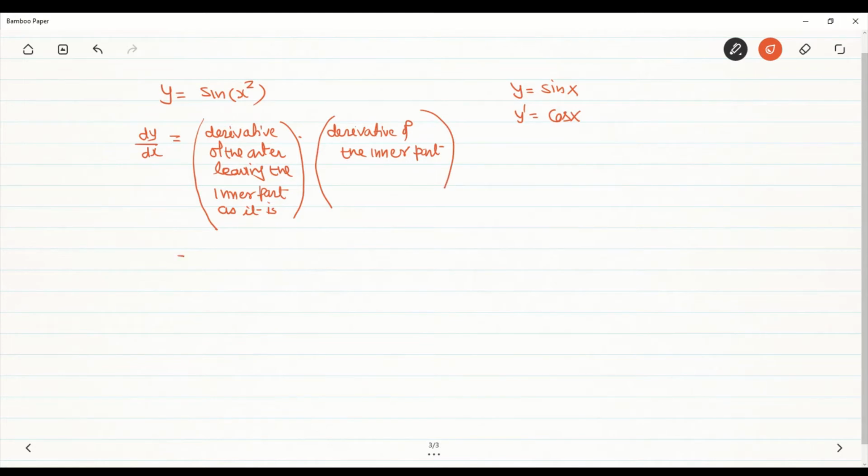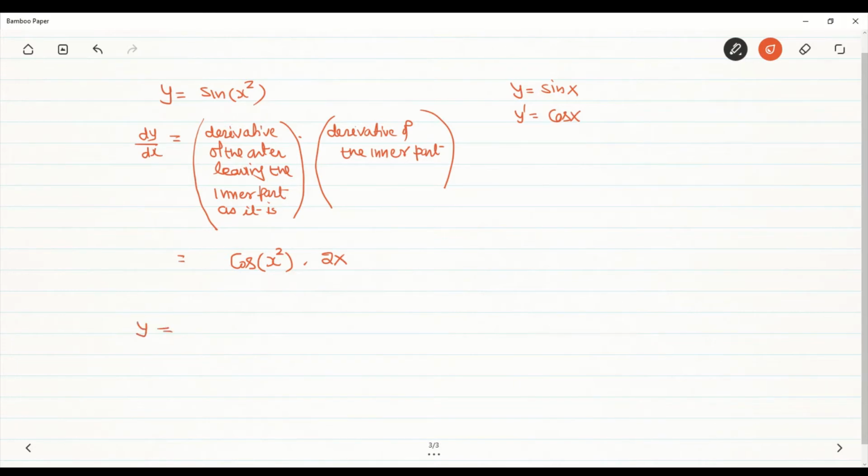So if I differentiate this, it is sine x square. Obviously the outer part is sine, so its derivative has to be cos, but we have to leave the inner part as it is, so it is cos x square times the derivative of the inner part. The inner part is x square, so obviously the derivative is 2x. So the derivative of y equal to sine x square is simply cos x square times 2x. Let's take one more question.